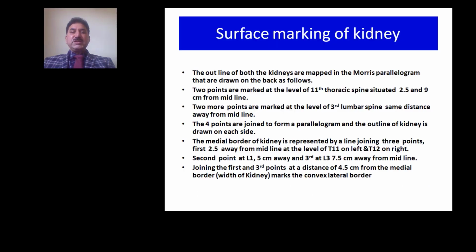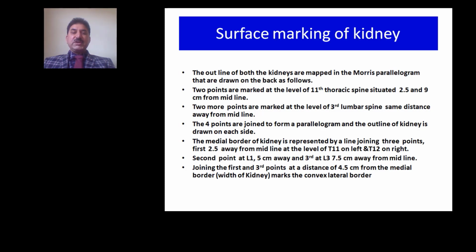How is surface marking of the kidney done? The outline of both kidneys is mapped in Morris parallelogram, which is drawn on the back as follows. 2 points are marked at the level of the 11th thoracic spine, situated 2.5 centimeters and 9 centimeters from the midline. 2 more points are marked at the level of the 3rd lumbar spine, the same distance away from the midline. The 4 points are joined to form a parallelogram and the outline of the kidney is drawn on each side.